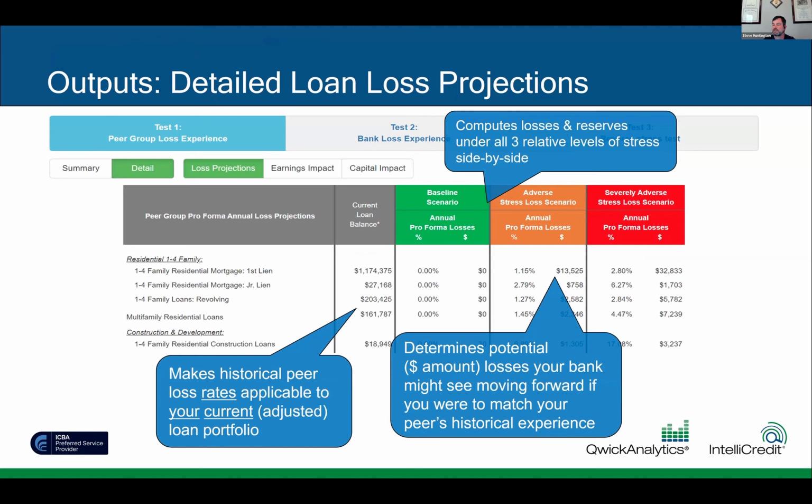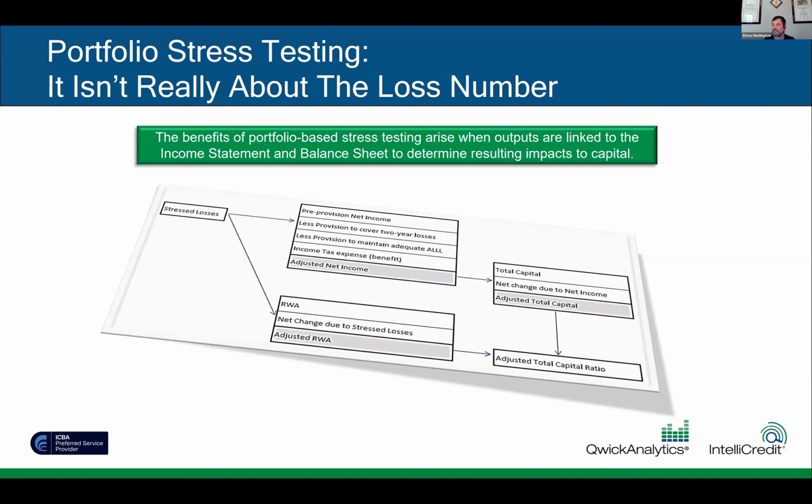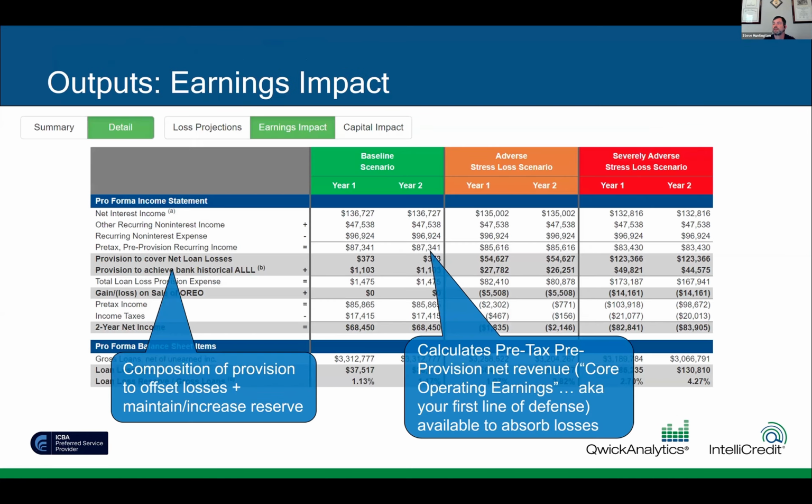So the next slide after this one is where we reproject your income statement. Again, year 1 and year 2, so they're 2-year time horizons under all 3 degrees of stress. The baseline is that healthy if you were to see losses over the next couple of years like you did over the last couple of years.